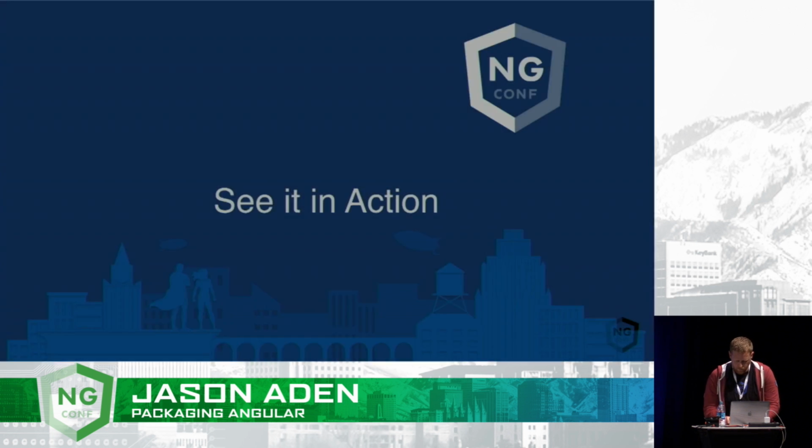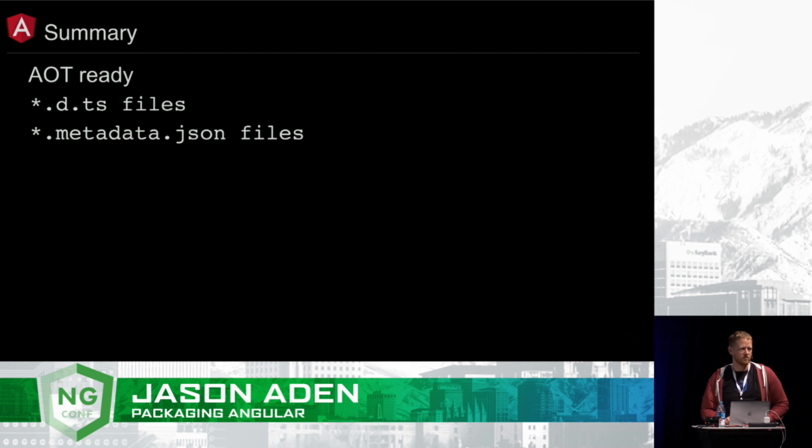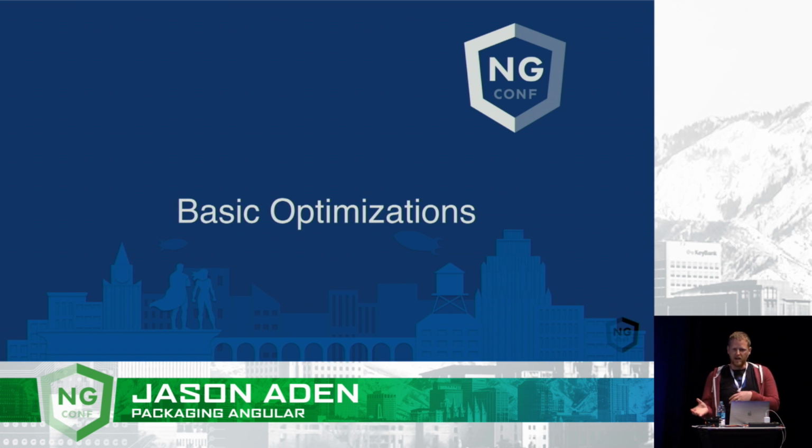All right. So real quick summary on those things. We want to make sure that we are AOT ready. When we're publishing a library, we want to make sure that we are not stopping an application developer from AOTing their application. We have to publish DTS files, and we have to publish metadata files. All right, but it can get better than that.